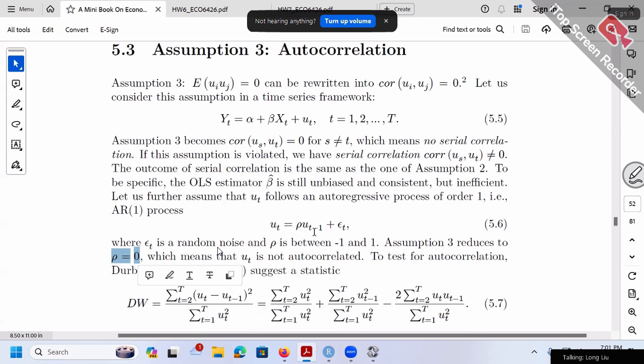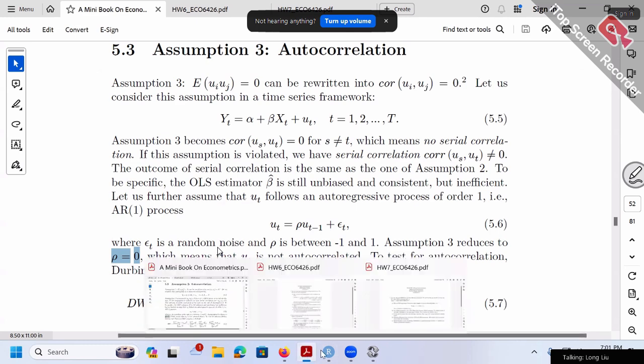Usually H null will be a simple, easy, nice case, right? For example, for assumption number two, H null is a nice homoscedastic case, right? The variance is constant. For assumption three, our H null is rho is zero. There's no autocorrelation over time, right? So H null is usually a nice simple case, right?